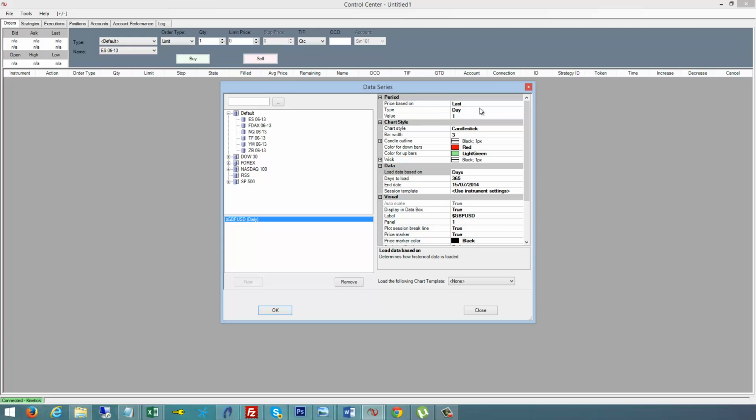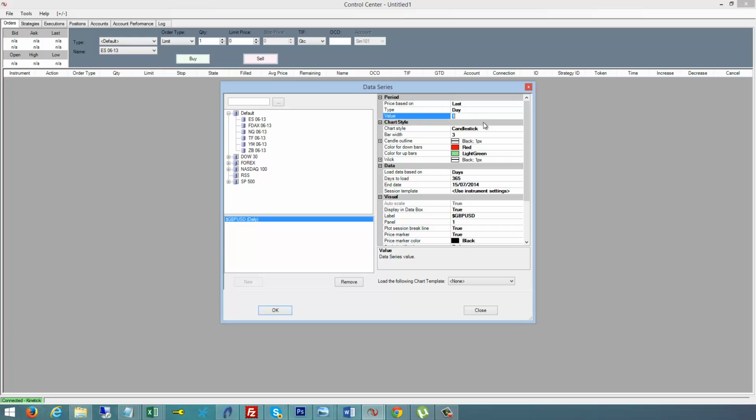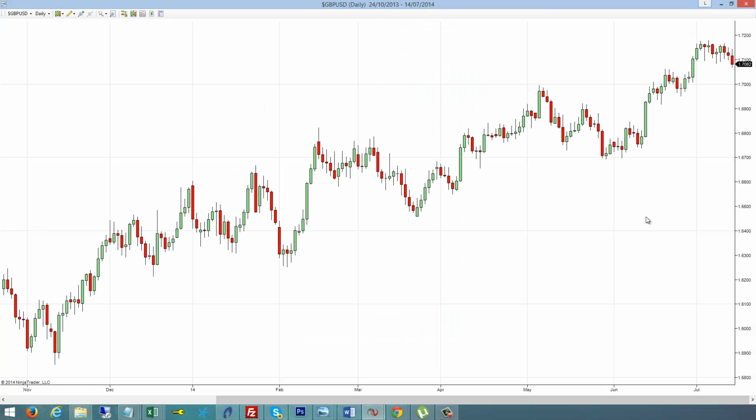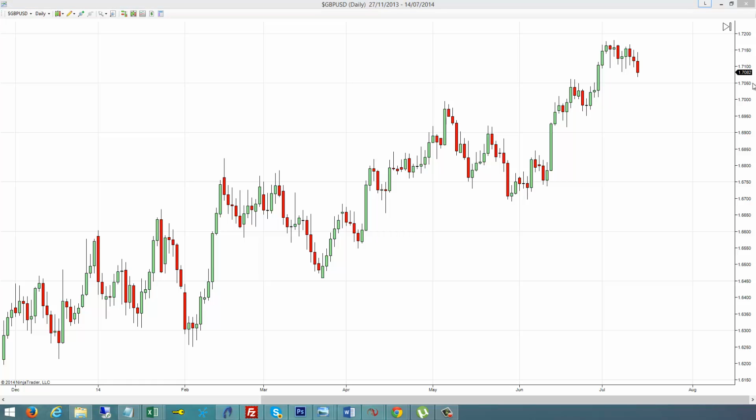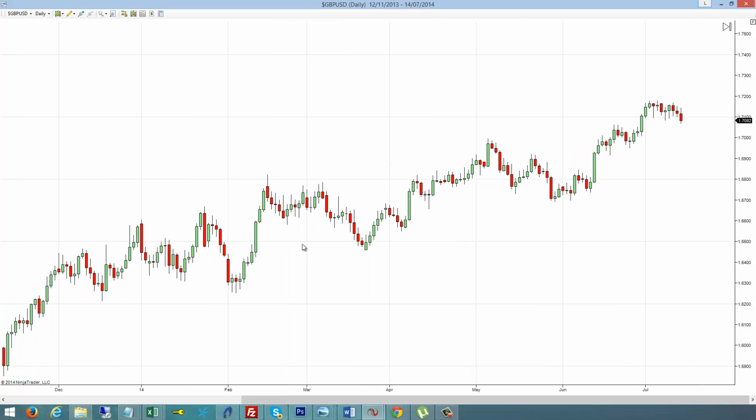The only thing we need to check here is that the type says day, which it does, and the value is 1. That means that every candle represents 1 day. Then we click OK, and we get this nicely looking charting window appear. I deal with a lot of charts, and this is one of the nicest, cleanest looking charts you can see. I really do like NinjaTrader for this.